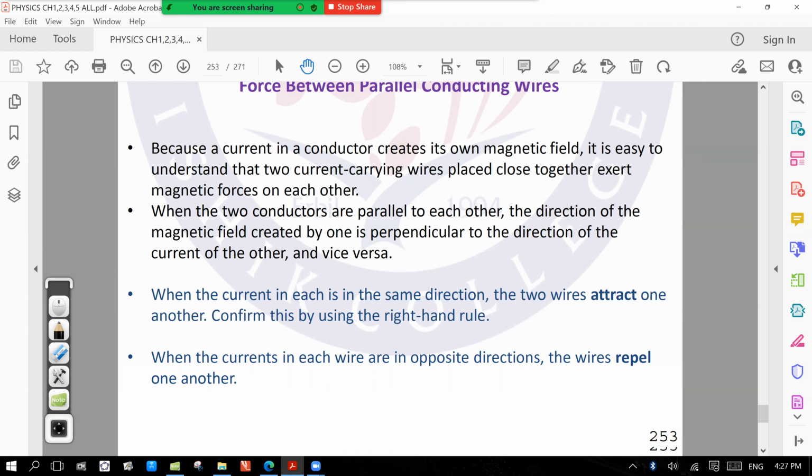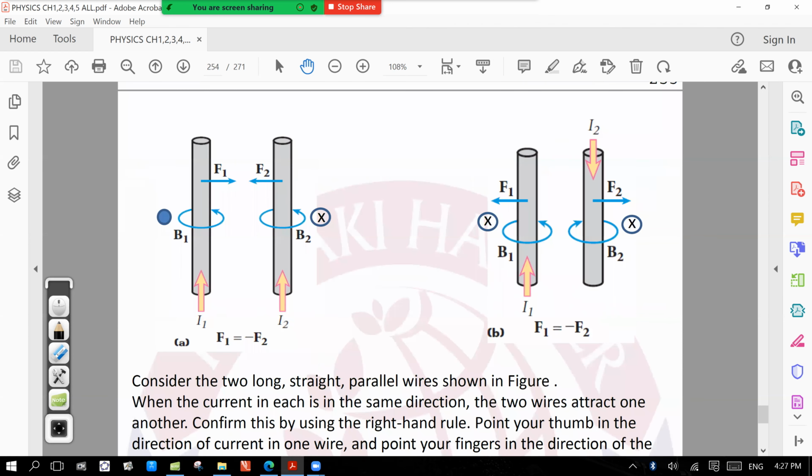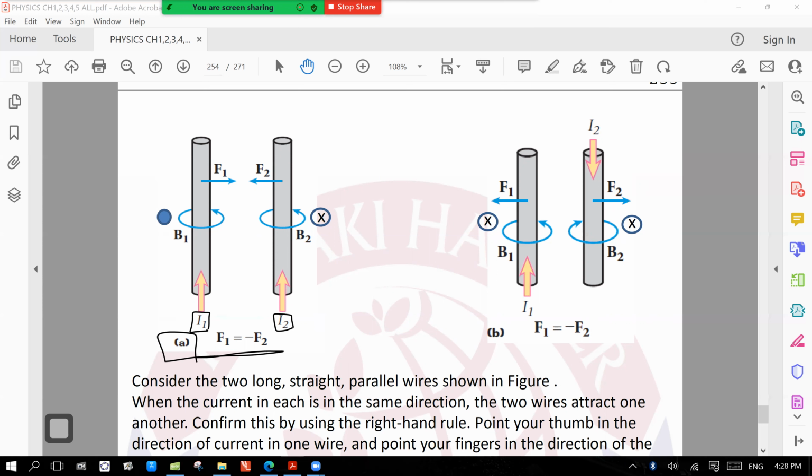So what do I mean? If you have two straight wires, as you see in those figures, when the currents are in the same direction, as you see, first one, A, we have two wires, and the current is going through each wire. The I2 and I1, they will have fields. So B1, if I use my right hand rule, I see it is going into the board on one side and coming out on the other side. That's the direction of B1.